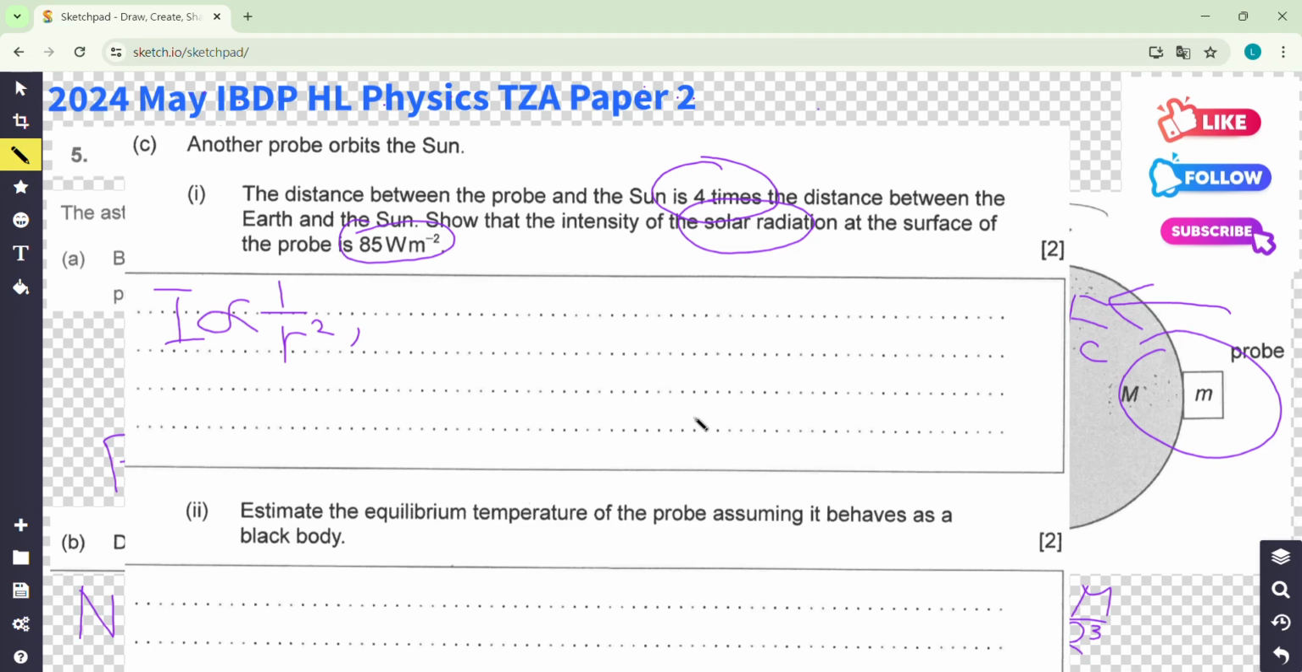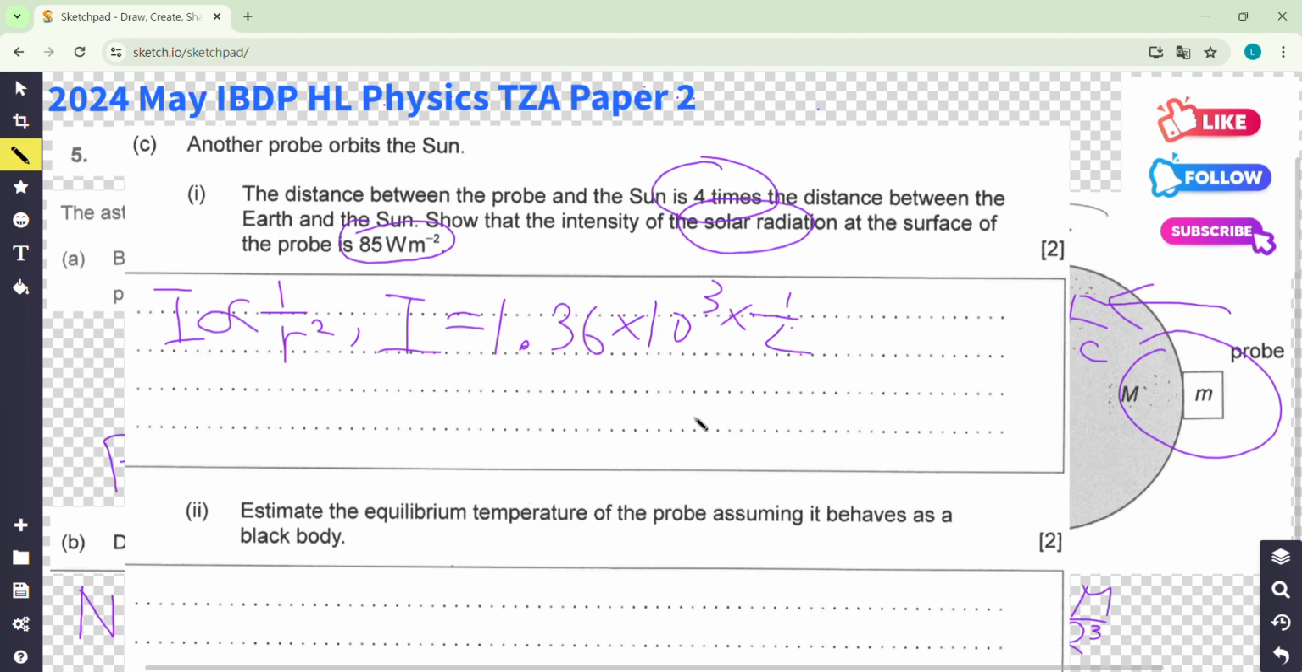But what is the solar radiation on the Earth? You need to remember the term: solar constant. Yes, that's the solar constant. So the intensity on the probe is the solar constant, times 1 over 4 squared. Look it up from the data booklet. Do you have the data booklet? Yeah, you got it. It is 1.36 times 10 to the power 3. Calculation time. You got it. Well done. 85, right? 85 watts per meter squared.